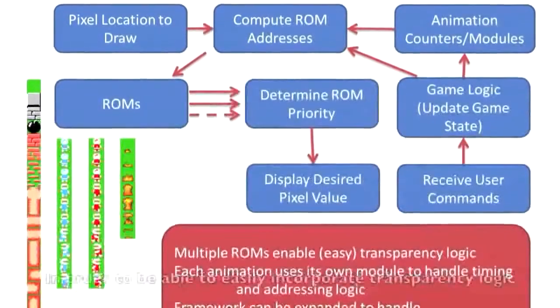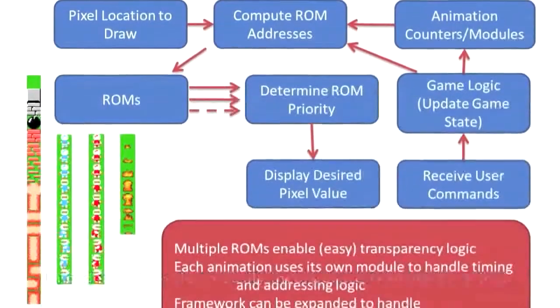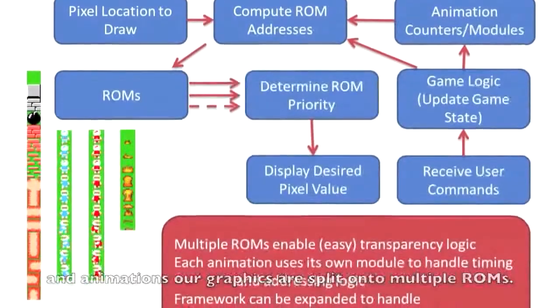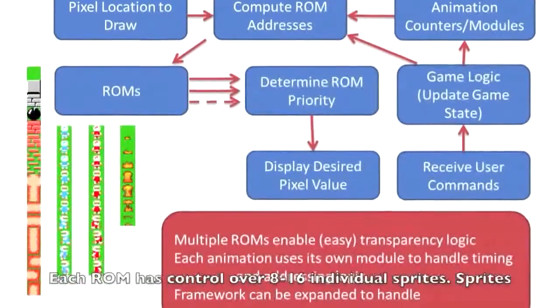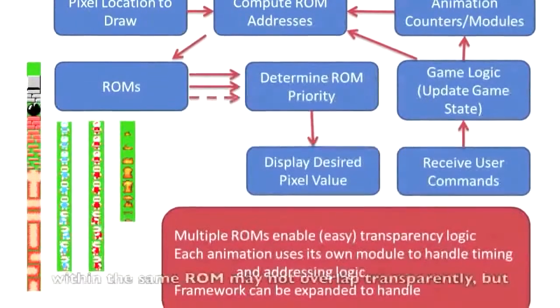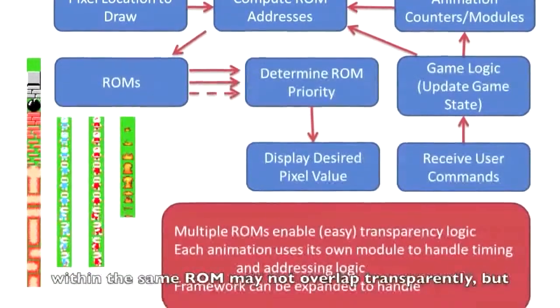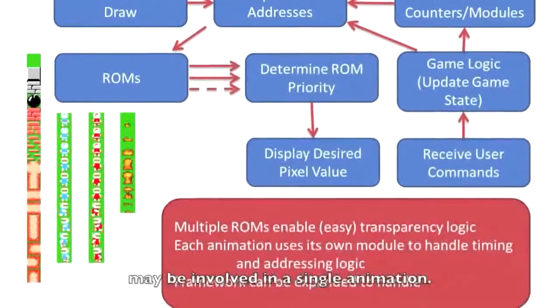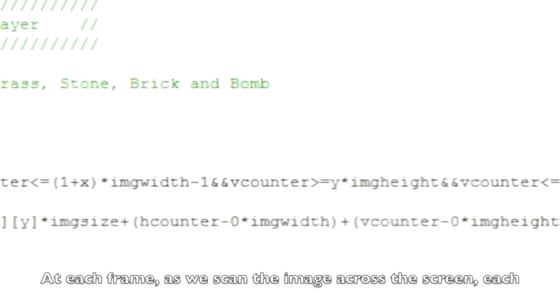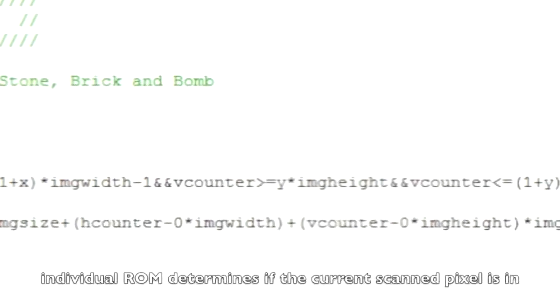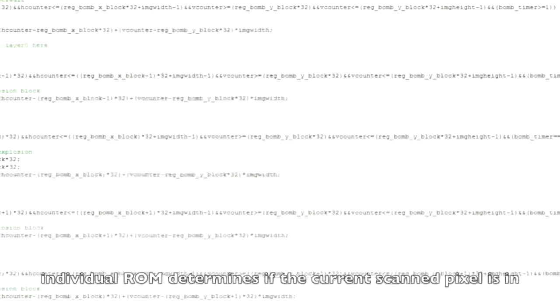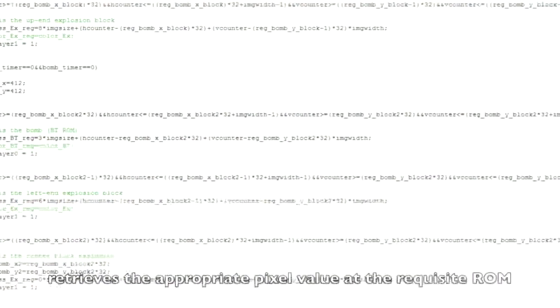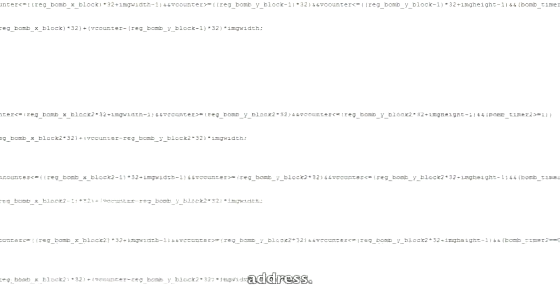In order to easily incorporate transparency logic and animations, our graphics are split onto multiple ROMs. Each ROM has control over 8 to 16 individual sprites. Sprites within the same ROM may not overlap transparently, but may be involved in an animation. At each frame, as we scan the image across the screen, each individual ROM determines if the current scanned pixel is in range of one of the sprites it has control over, and, if so, retrieves the appropriate pixel value at the requisite ROM address.